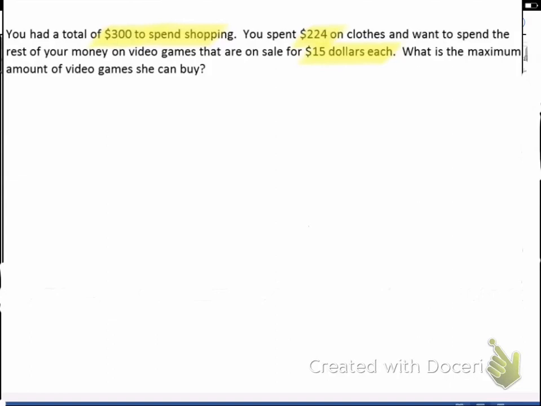So I'm gonna set up an inequality. I can't spend more, so I have to spend less than or equal to my total, which is here. My total. Right? That's a big hint. So I can't spend more than $300.